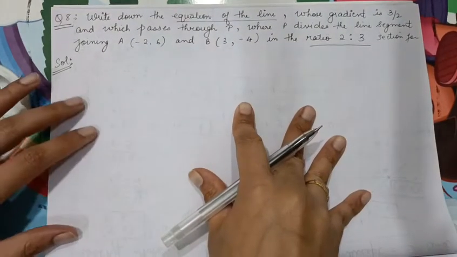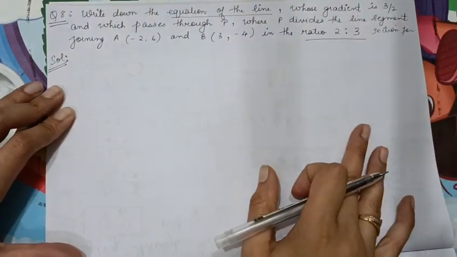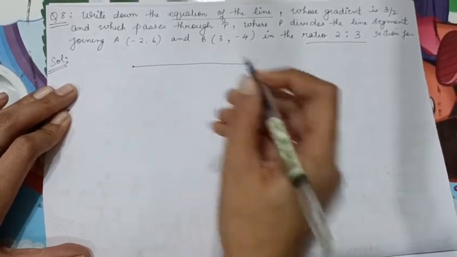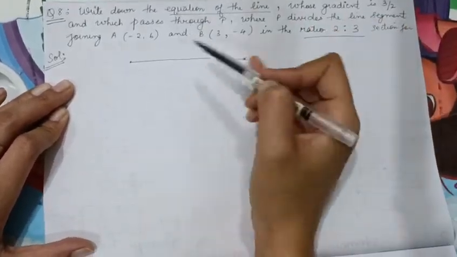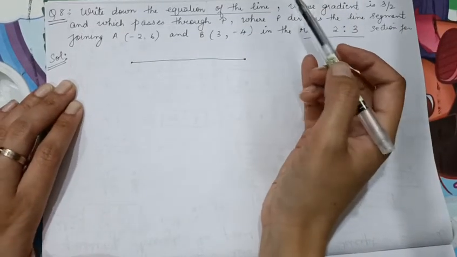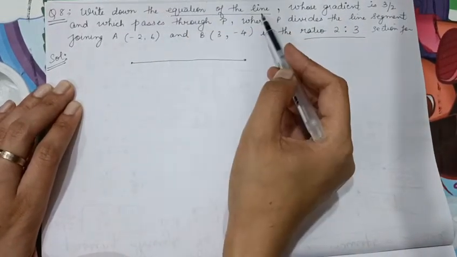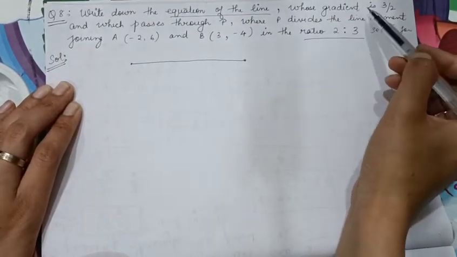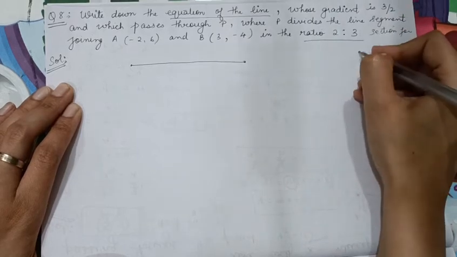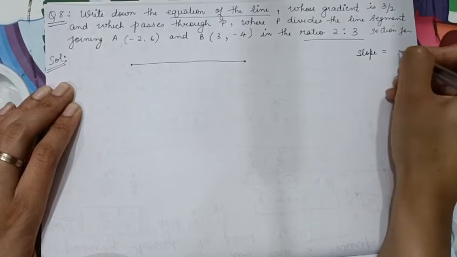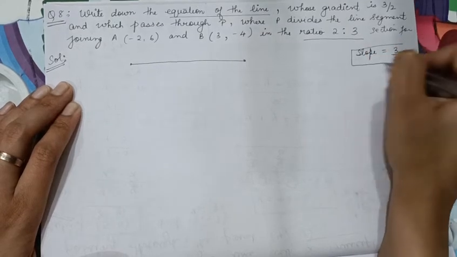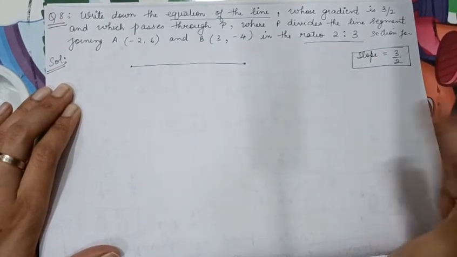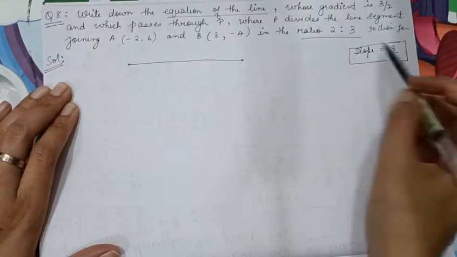First of all, whenever you figure out that section formula is needed, you should always draw a line or line segment. Here you have to find the equation of a line. Gradient is another word for slope, so that means slope is given to us. I'll write it: slope is equal to 3 by 2. Given things, it's always better to write. We have to find the equation of that line whose slope is 3 by 2.